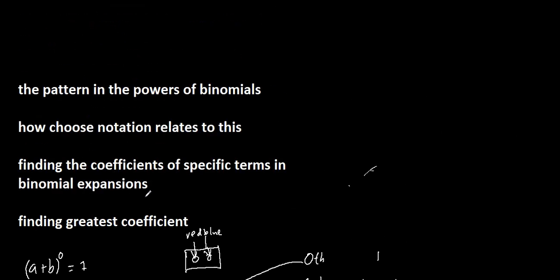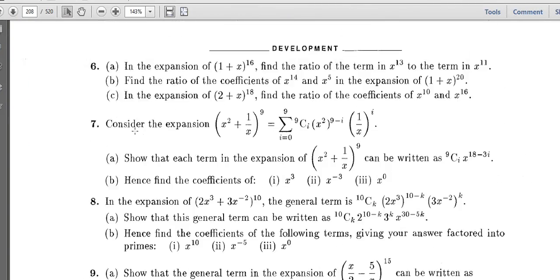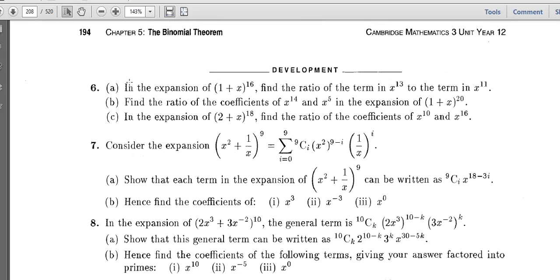Finding the greatest coefficients is a little bit harder, but it's not that yucky. Let's look at a question. We need to start applying things like this: 1 plus x to the 16, x to the 13, x to the 11. So I want to find the ratio of the term x to the 13 over x to the 11, and I want to find the ratio of the coefficients.